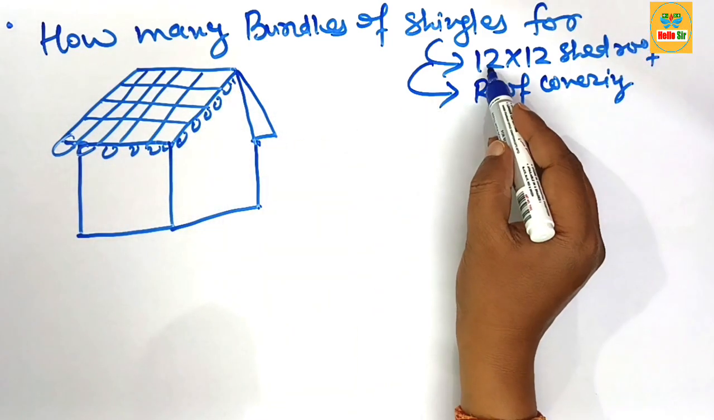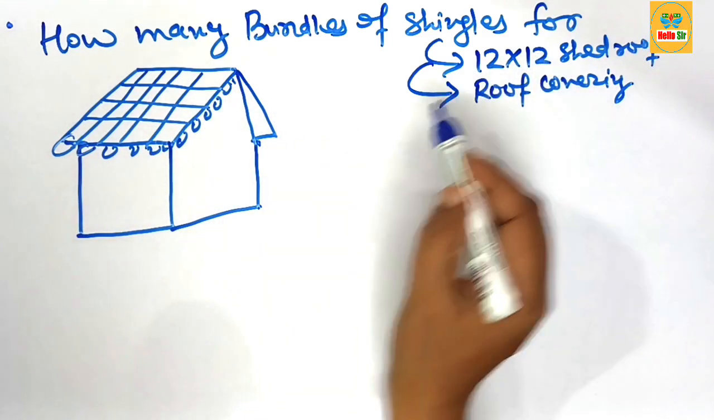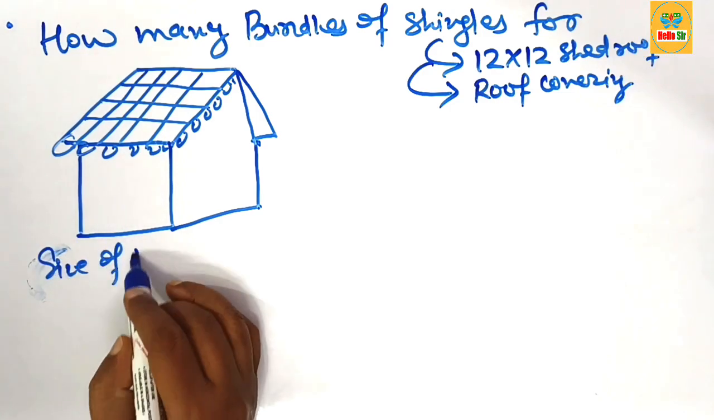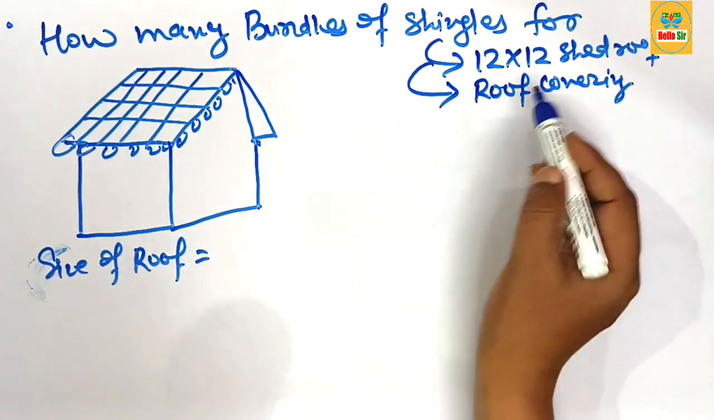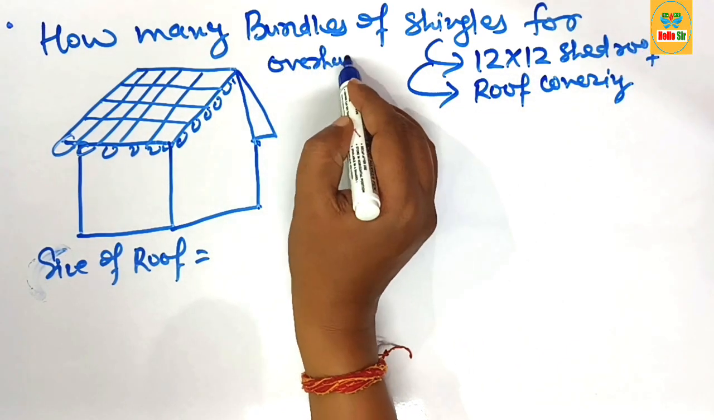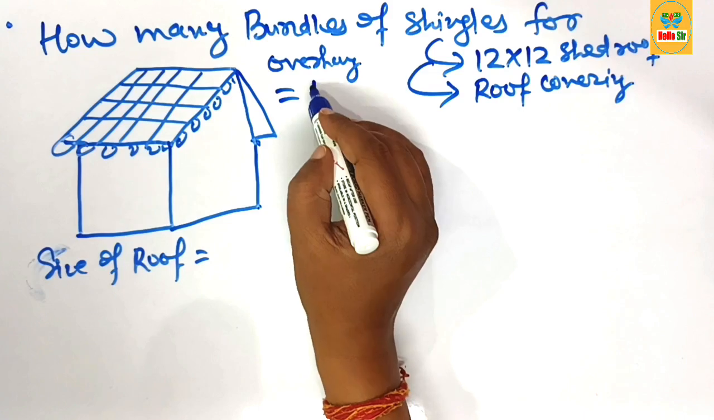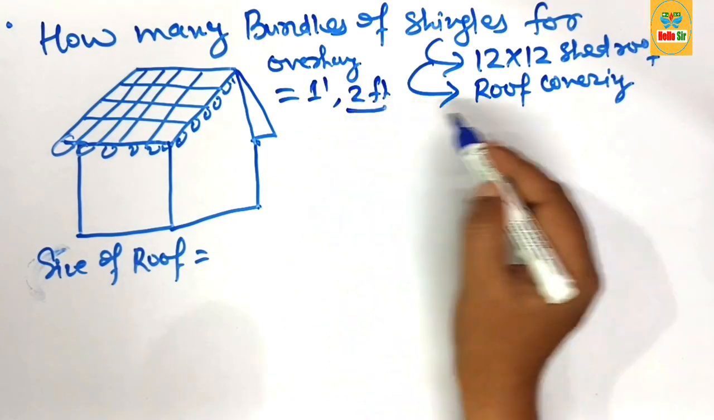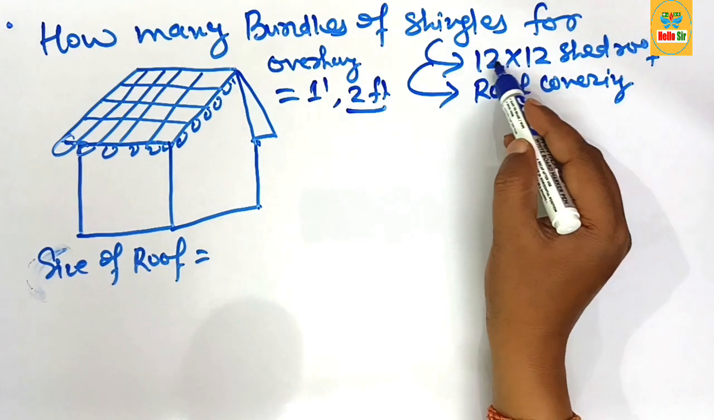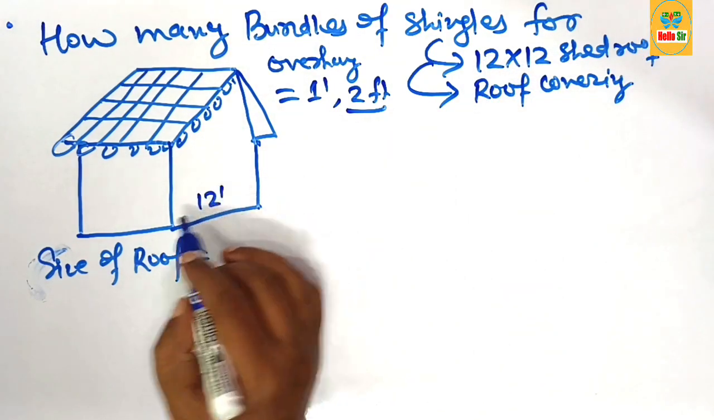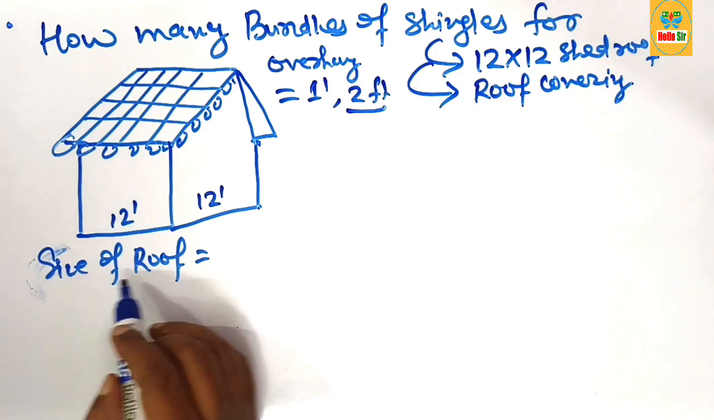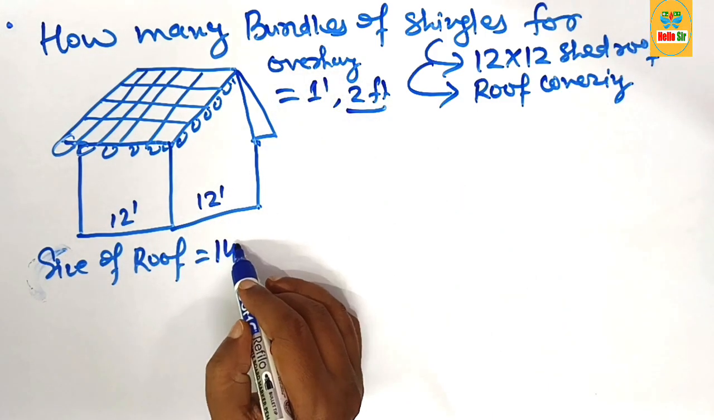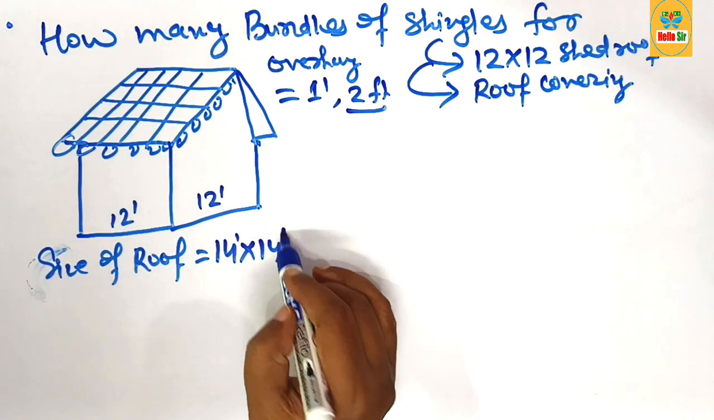And here the size of the shed roof is 12 by 12 foot. It means the size of the roof is not equal to the dimension of the roof because of the overhang structure. Overhang will be 1 foot on each side. That's why you add 2 foot to both the length and width. That is 12 foot here, and this one is 12 foot. That's why the size of the roof with overhang will be 14 multiplied by 14 foot.